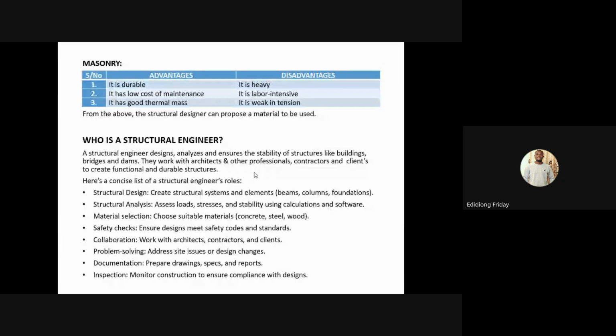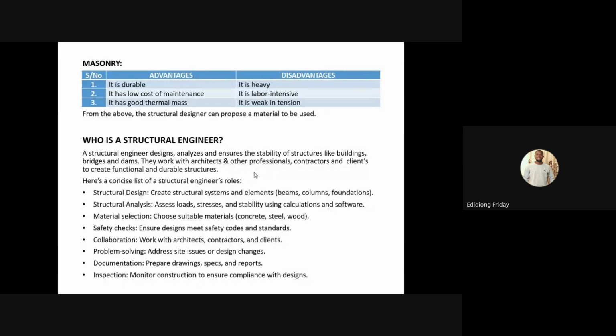For instance, if you're using concrete, it's the structural engineer's role to make sure that the mix ratio goes with what is on the design. So that's also part of material selection. And then on a larger scale, selecting whether it's going to be a steel structural material to be used, or masonry, or concrete, or wood. So that's also the role of a structural engineer.